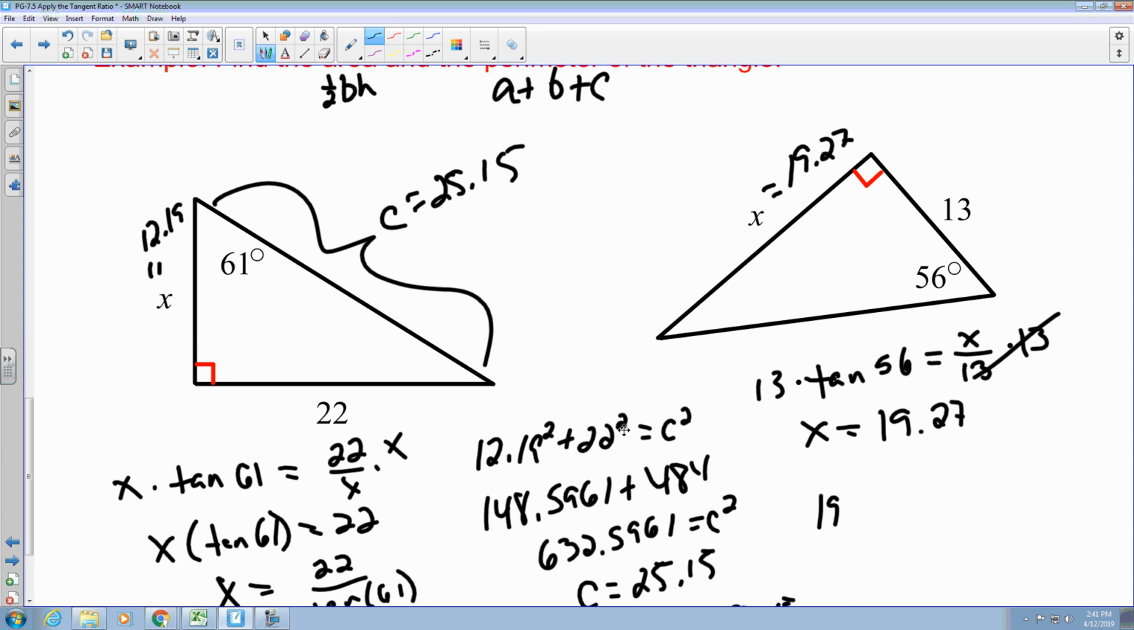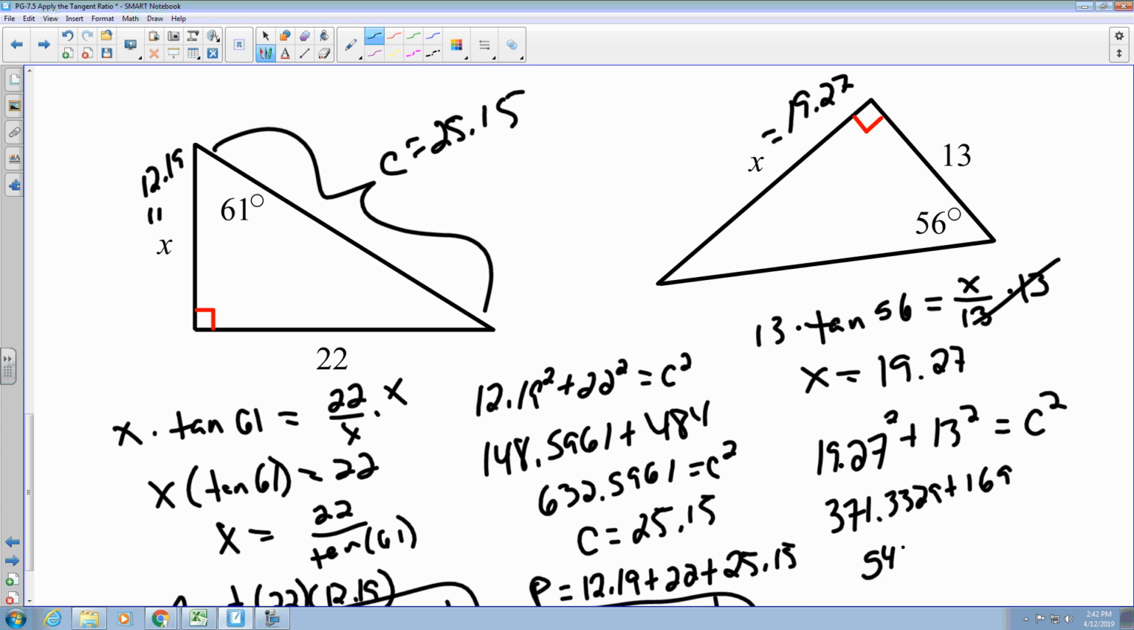All right, so now we got to find the hypotenuse. We can find the hypotenuse by taking 19.27 squared plus 13 squared equaling C squared. 19.27 squared is going to be 371.3329, plus 13 squared is 169. Add that to 371.3329. Now I got 540.3329, which equals C squared.